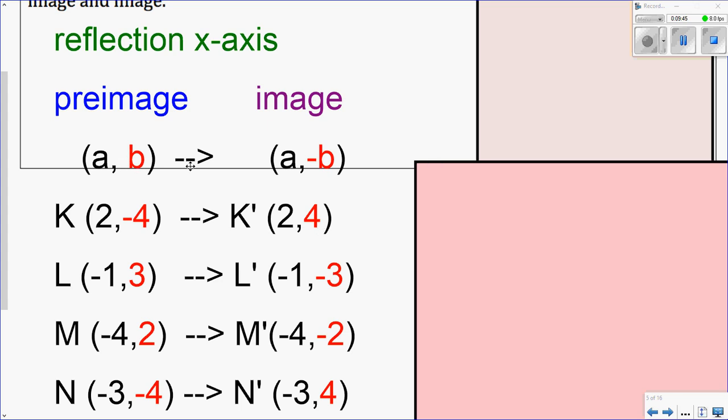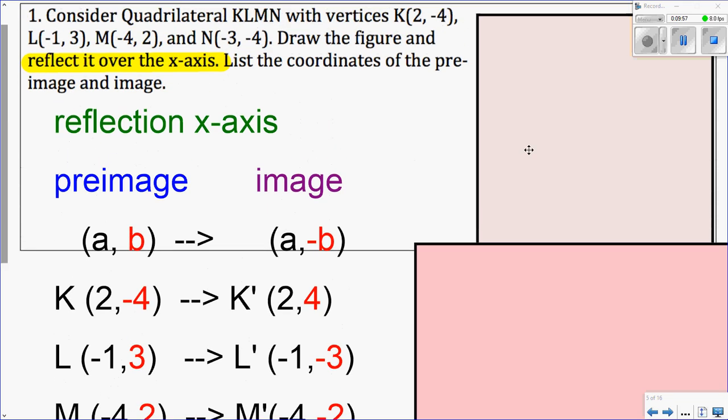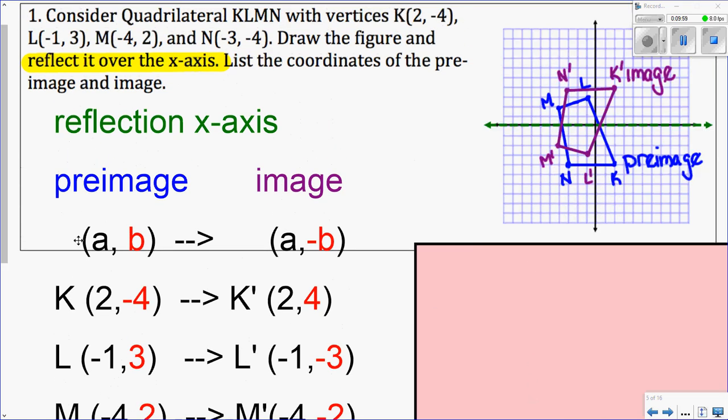Notice that the b is the one that gets changed. It will do the opposite, and the a will stay the same. Once I get all my image points, then I plot it on the graph. The pre-image, the actual shape that they gave us, is in blue, and then the image based on the reflection over the x-axis, which I highlighted in green, will give me the purple shape. So that's how you would do it.